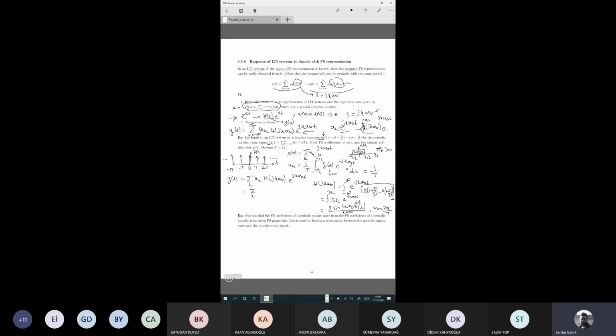I have a_k, but a_k is 1 over 2. So a_k is here 1 over 2. This 1 over 2 will cancel this T here. So you have sine k omega 0 T1 over 2 over pi k. So you have this pi here. This 2 will cancel this 2 here. This k will be here, and this pi will come here. So you can see this by yourself. It's e to the power j k omega 0 t. So this is my y(t) that I have obtained in the end.